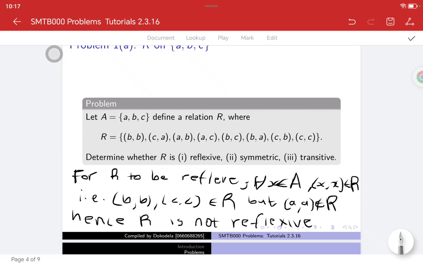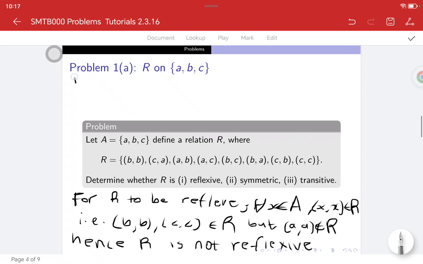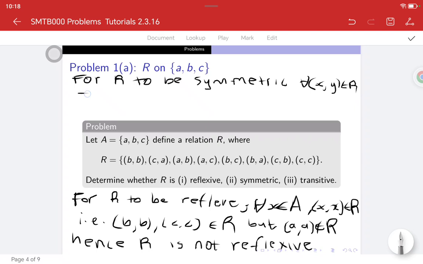And now for us to check symmetric, for R to be symmetric, we know it should occur that for all XY elements of R, if we take XY an element of R, then YX should also be an element of R. That is what is needed for this to be symmetric.